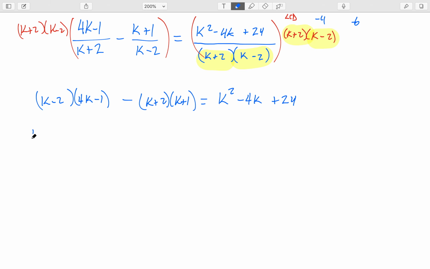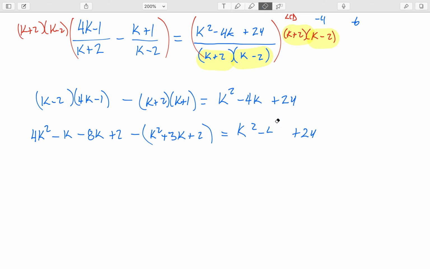What do we get? So I get 4k squared minus k minus 8k plus 2. Subtract off, now hang on, let's expand this thing all out. This is going to be k squared minus 1 minus 2, so plus 3k plus 2. k squared minus 4k plus 24. Okay.